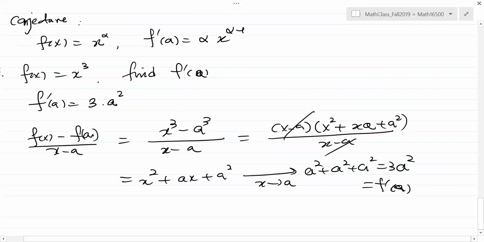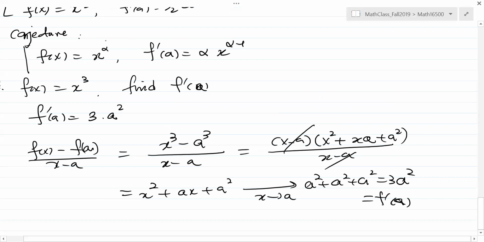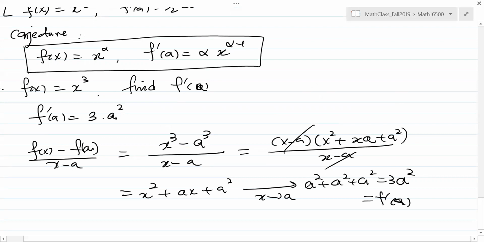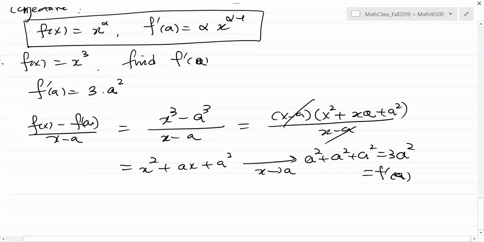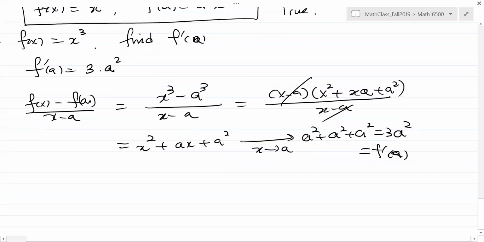This should be the result we can use over again. Okay, this is true, that's true always. We are not able to prove it here, but we accept this fact. So in the future, we don't need to use this limit to find the derivative.